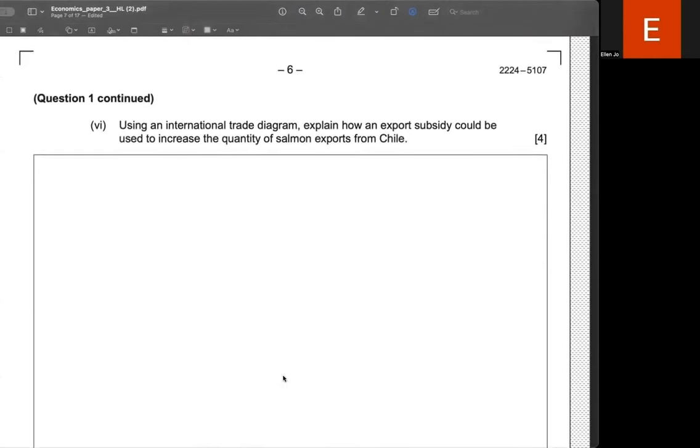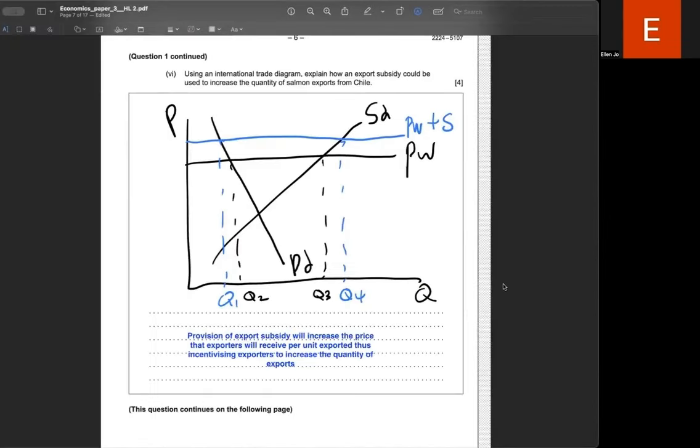Next, using an international trade diagram, explain how an export subsidy could be used to increase the quantity of salmon export from Chile. Understandably, provision of export subsidy will increase the price that exporters will receive per unit exported. Therefore, the incentivized exporters would increase the quantity of exports from Q1 to Q4.